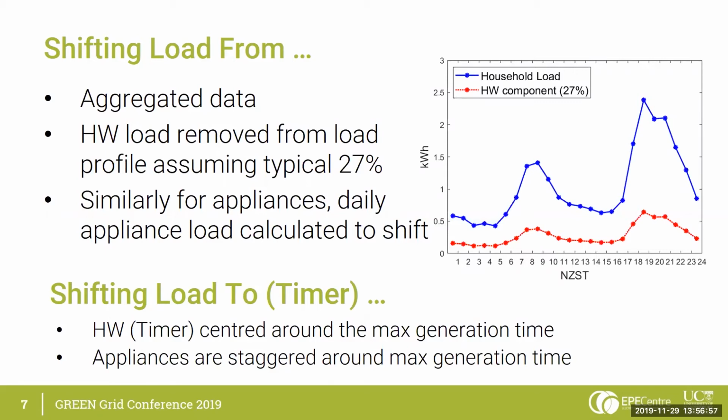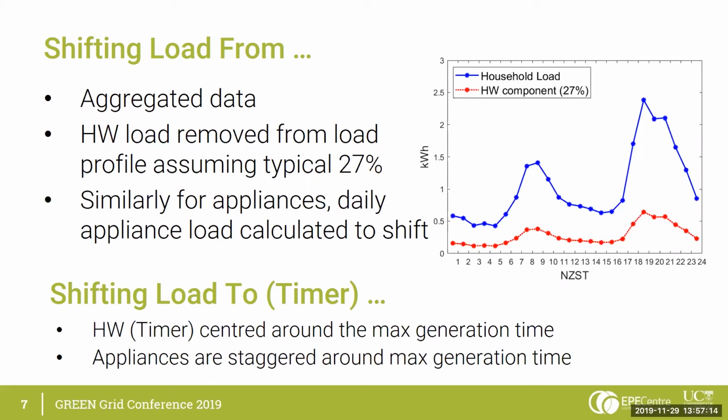And this was similarly done for appliances. The tool provides options about how often you want to use your appliances. Do you do your washing every week or every day or every second day? And so for the days that we choose to shift, it takes it evenly off the load.